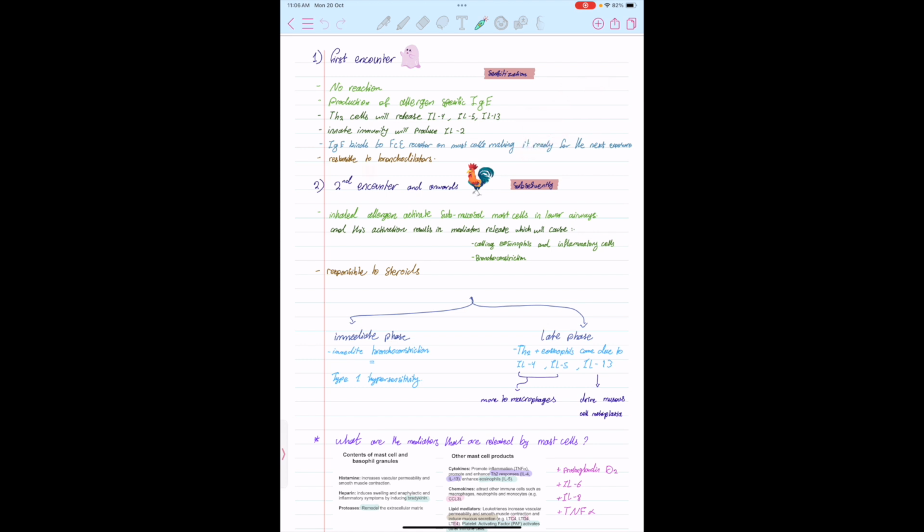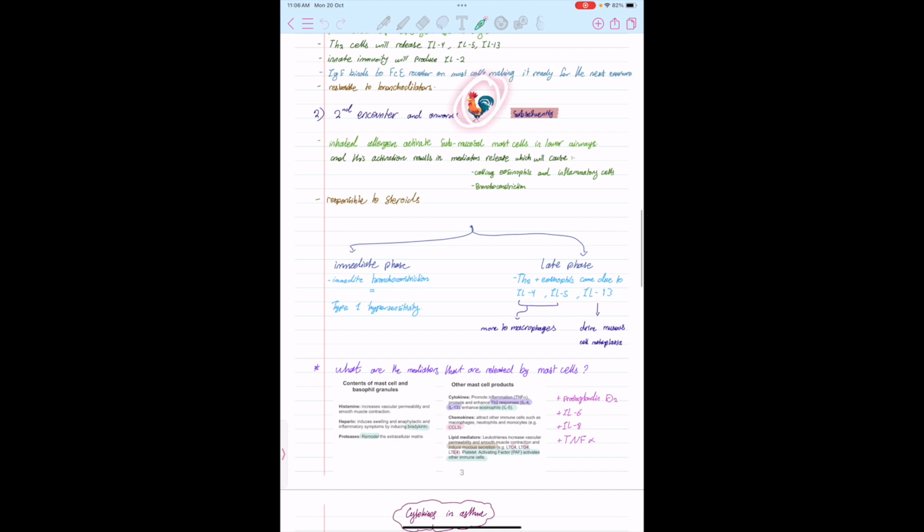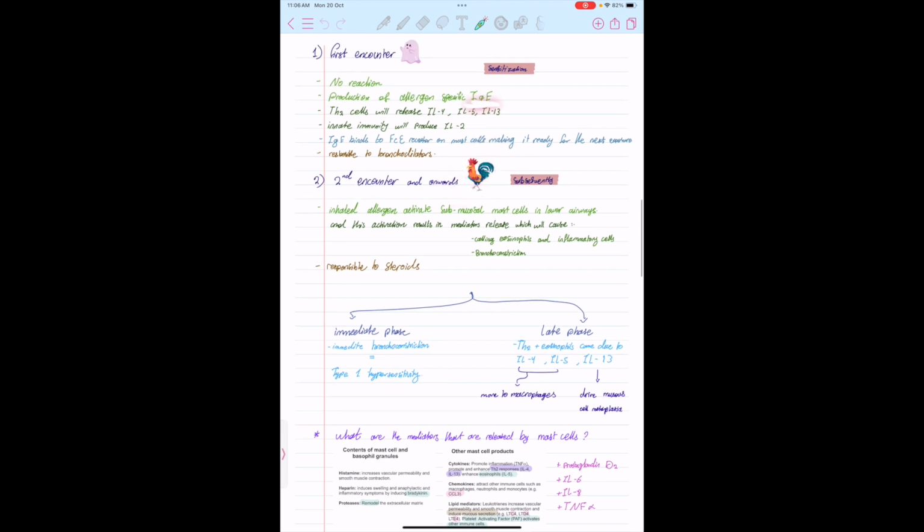And it's also responsive to bronchodilators. Yani, when I give them bronchodilators, the patient will be okay. Then moving to this antigen, it came again. I know what this is now because I already have the IgE in my body.